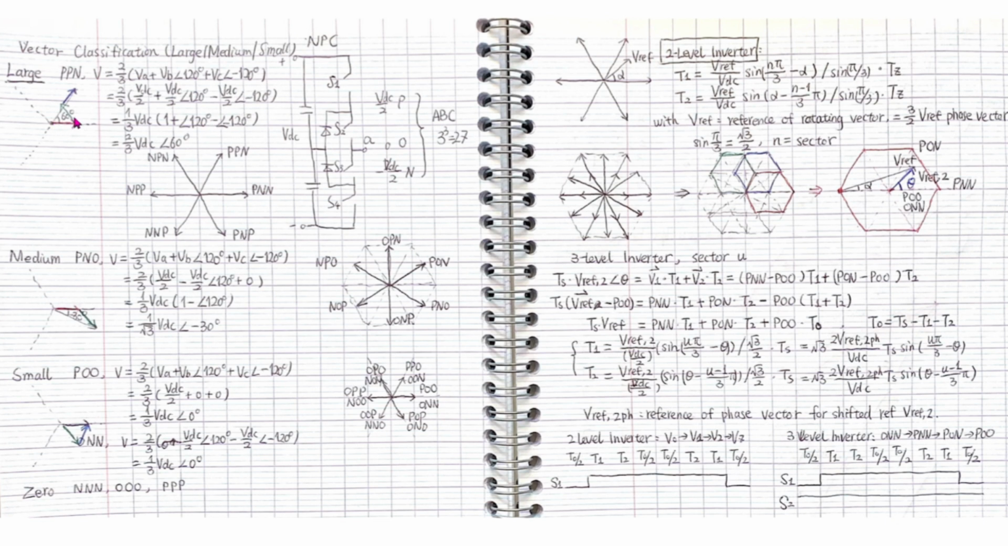Let's draw this on space. We can see the combined vector is 2 angle 60. If we put all the large vectors in the space, we get a hexagon like this.